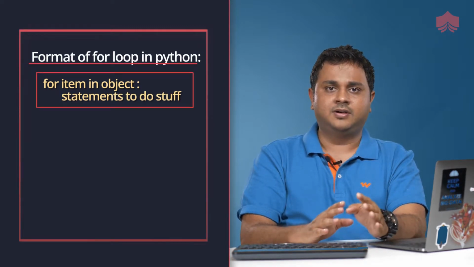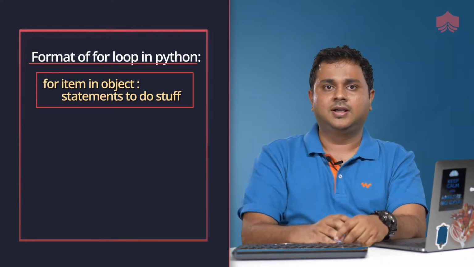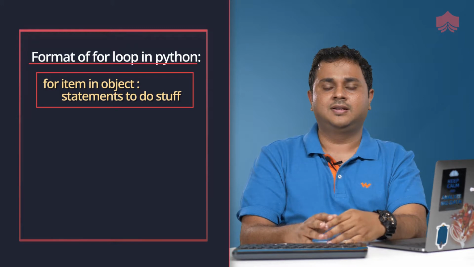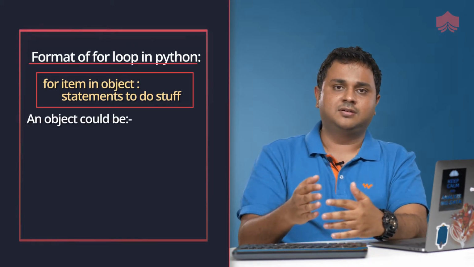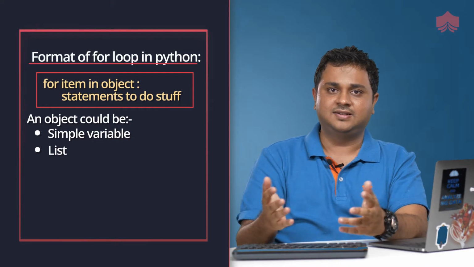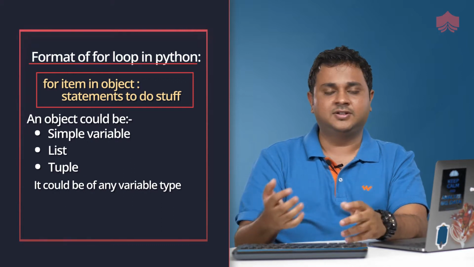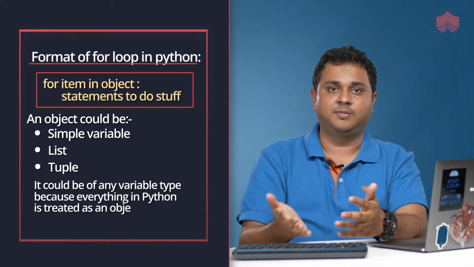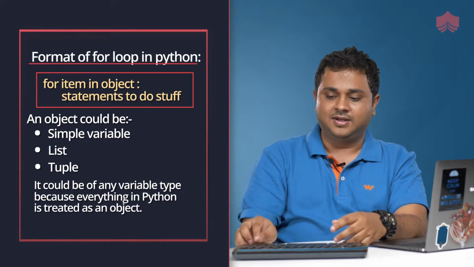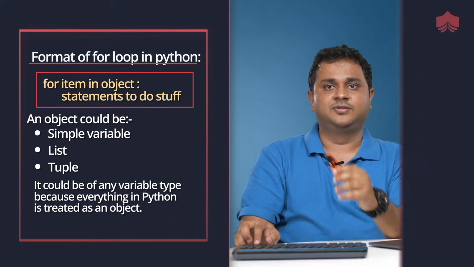The important parts here are the keyword for, then the keyword in, and then the object that you're referring to. An object could be a simple variable, a list, a tuple, of any variable type, it could even be a file or a function, because everything in Python is treated as an object, and that makes it a whole lot more interesting. And the variable name used for the item is completely up to the coder. You can use your best judgment to choose a name that makes sense to you, and keep in mind it should make sense to someone else who will read your code.